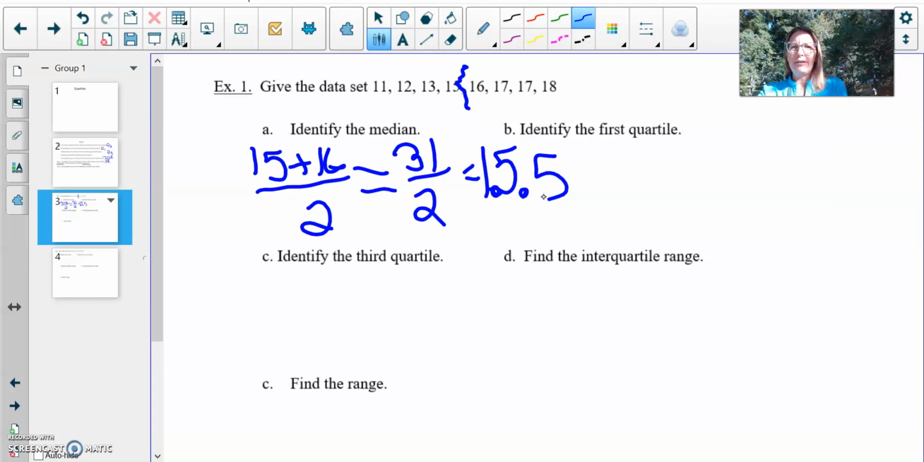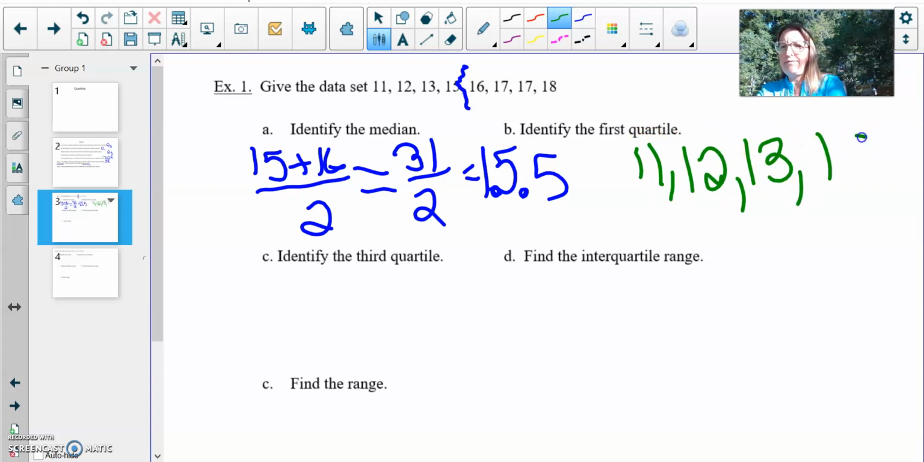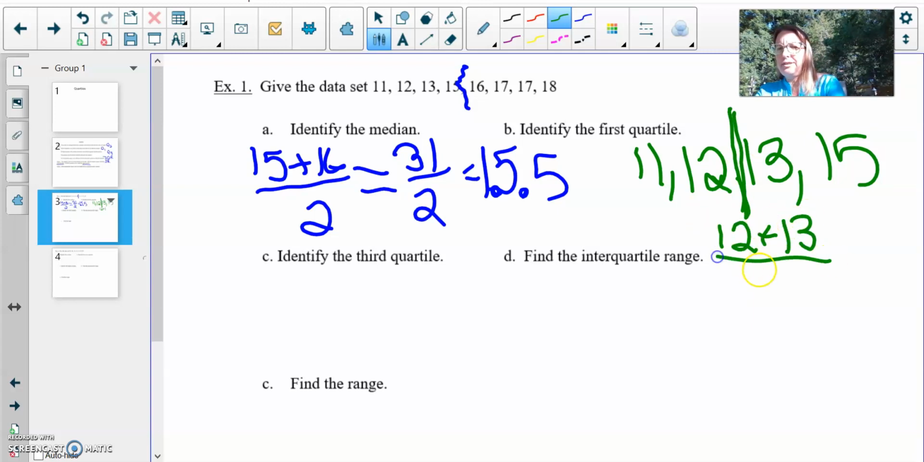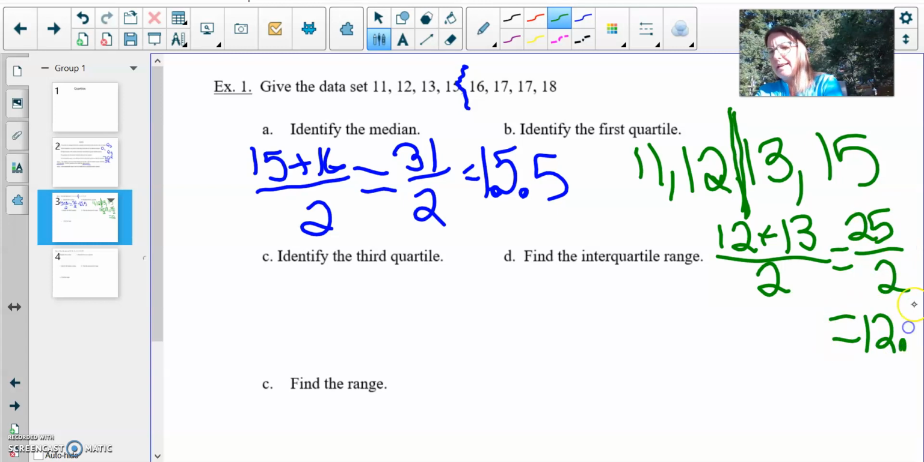Find the first quartile. For the first quartile, I look at the lower half of the data, so I'm going to rewrite it: 11, 12, 13, and 15. Now I look for the median of that lower half, and that would be my first quartile. In this case, it's between 12 and 13. Just like before, I add 12 and 13 and divide by 2. I get 25 divided by 2, which is 12 and a half. That is my first quartile.